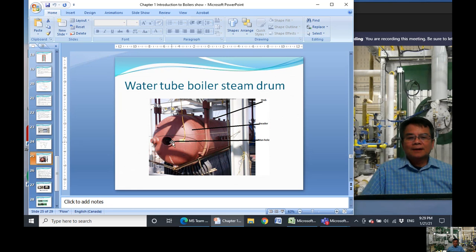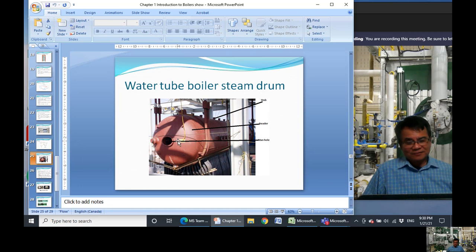The manhole, as the human being can go into there to do the inspection. And if you are a boiler engineer, if they ever shut down the plant, they probably put you into the drum, the steam drum. Steam drum is not really bad. Steam drum is quite big. Some of the steam drum, you can actually go in there, you can sit in there. Some of them, you can even stand up in there.